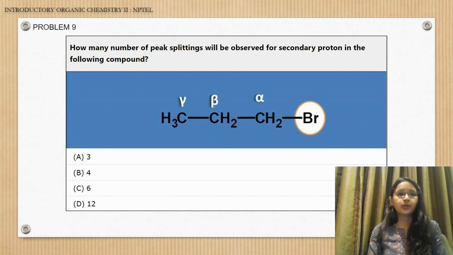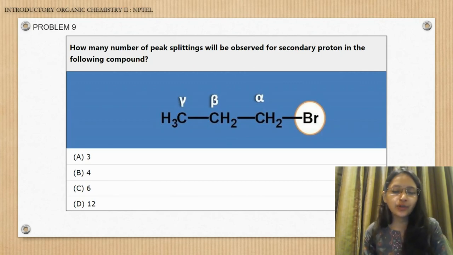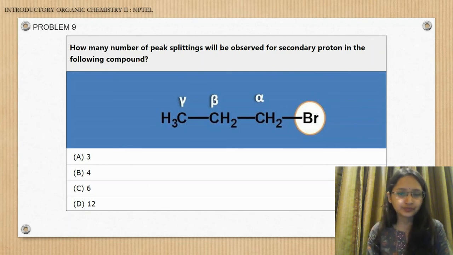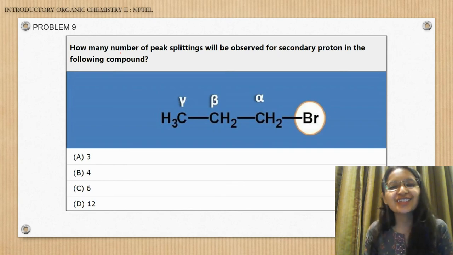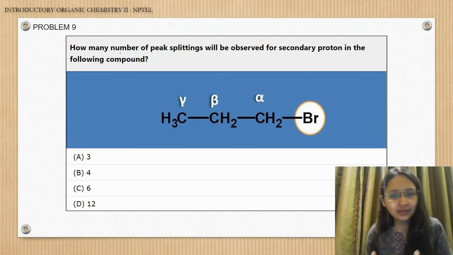So coming to problem 9: how many peak splittings will be observed for the secondary proton in the following compound? See, they are asking about the number of peaks. Anyone wants to say something? Ma'am, the answer for this question is three, option A. Don't be too fast. Just listen to the question carefully and then you will get to know. If you are talking about the number of different signals, it is very clear that it is 3. That is the correct answer.